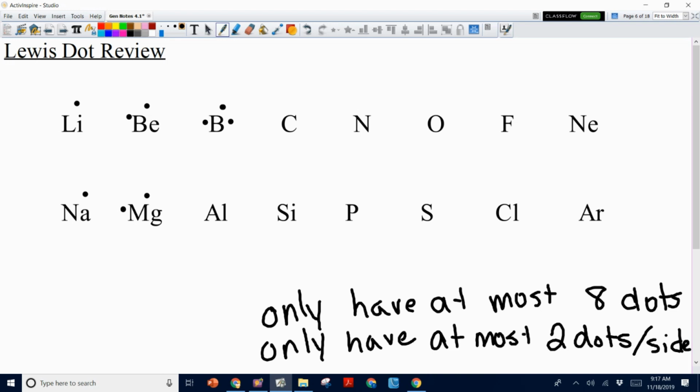Now I'm going to change up aluminum. I do it a little bit different. I'm going to put 2 on this side and 1 on this side. So either way is correct. It doesn't matter. All right, and moving over to carbon and silicon, they're in group 14.